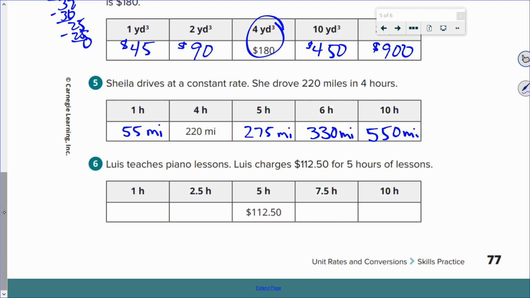Our last one, 112.50 divided by 5. So that's going to go twice. 12 is going to go twice again. 25, we got my decimal, is going to go 5 times. So now I'm at 0, but I still have a spot, so that's 22.50.